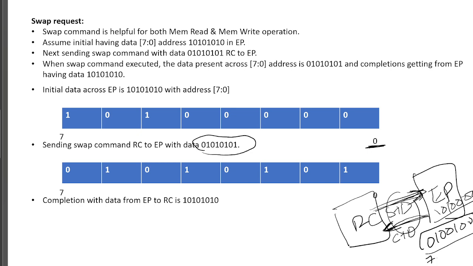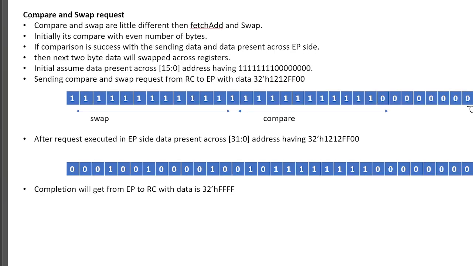Both can happen with the same command. This we call an atomic swap command. Now we'll see one more command, compare and swap. In this scenario, you have to compare a specific location, and then it will swap. Comparison is done, and only then the swap will happen. Otherwise there is no change, as we will see from the completions and memory data.